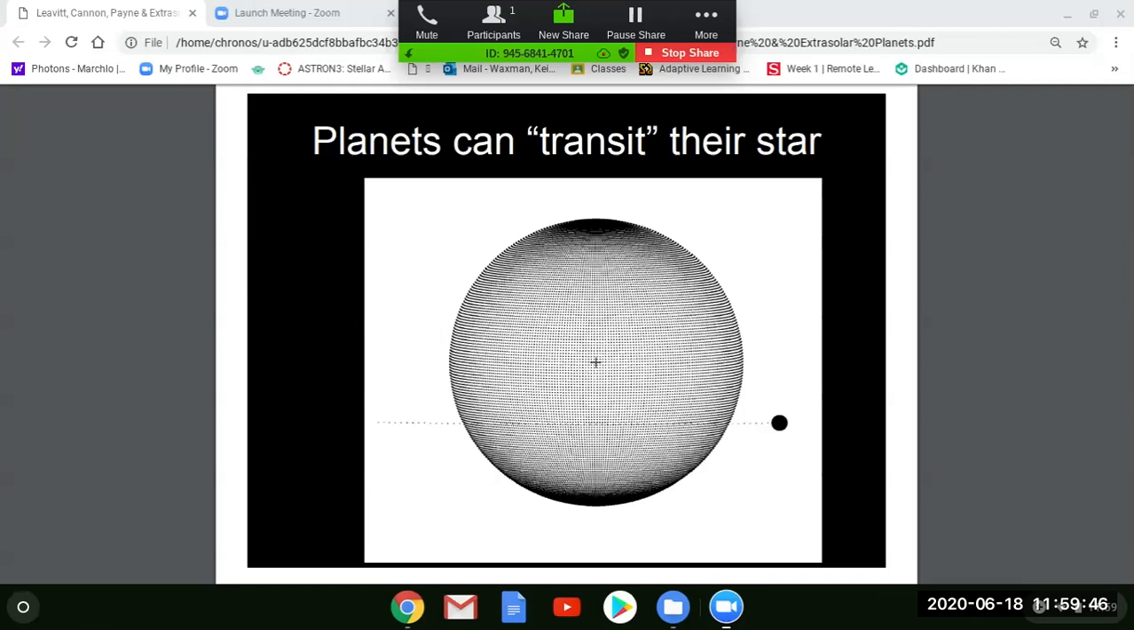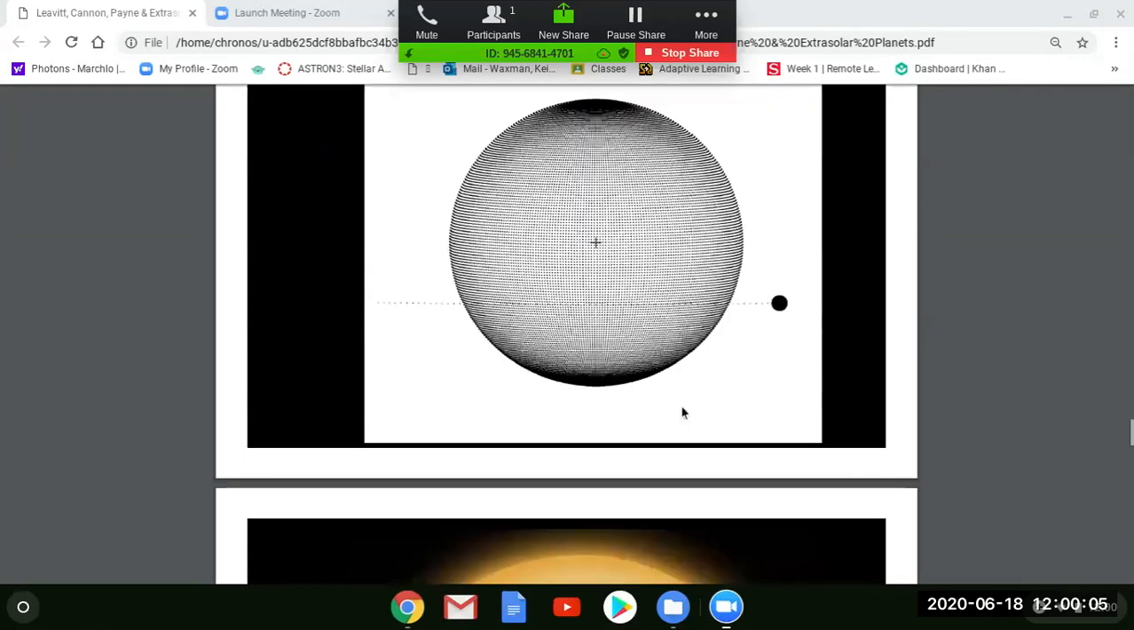Wouldn't it dim a little bit? Wouldn't the planet block a little bit of light from the star? Maybe 1/10,000th the amount of light, depending on the size of the planet. If it's a bigger planet, it'll block out more light. Well, we are detecting planets out there by them transiting their star.